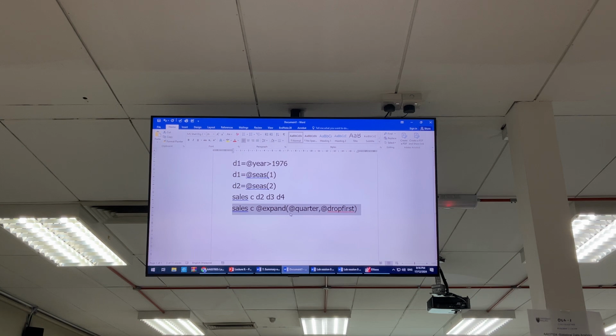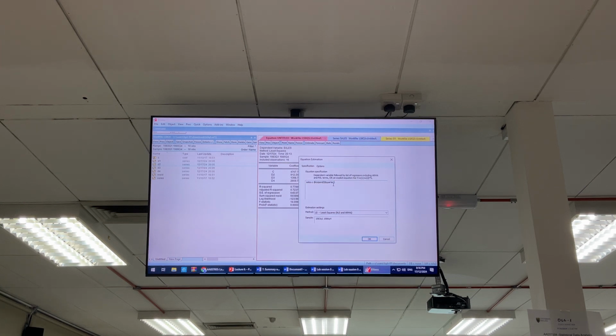Okay, expand, quarter, drop first, because we want D1. We want D1, so we drop the first. So we estimate. So this one, drop first. So we get the same estimate. Okay, we get the same, but the benefit of doing this is that you do not need to create that variable first. You can just do it directly.